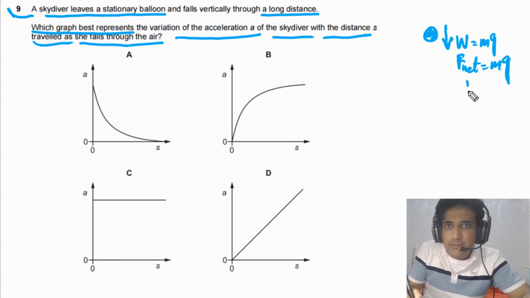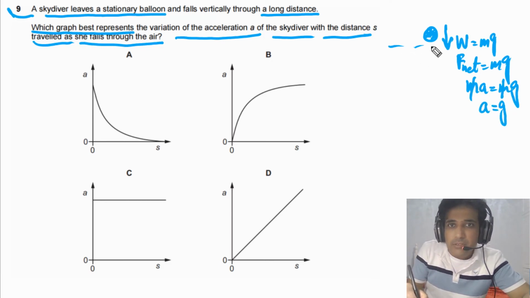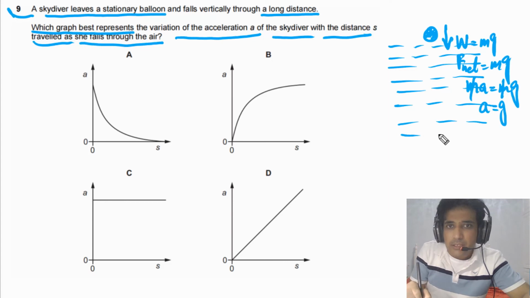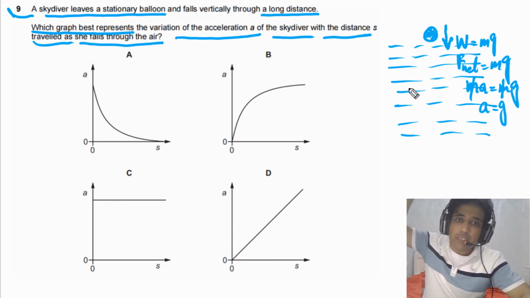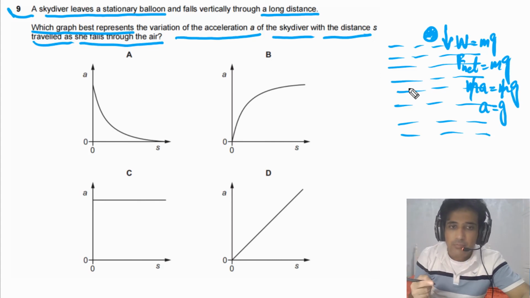F net is equal to mg, so simply we can say ma is equal to mg. So the initial acceleration of the skydiver is equal to g. But when the skydiver falls through air, the skydiver will hit air particles, and air particles will hit the skydiver back. The skydiver will apply force down and air particles will apply force in the upward direction. So there will be air resistance.